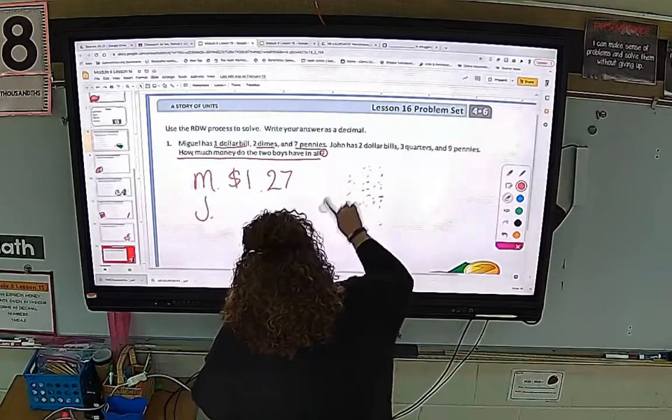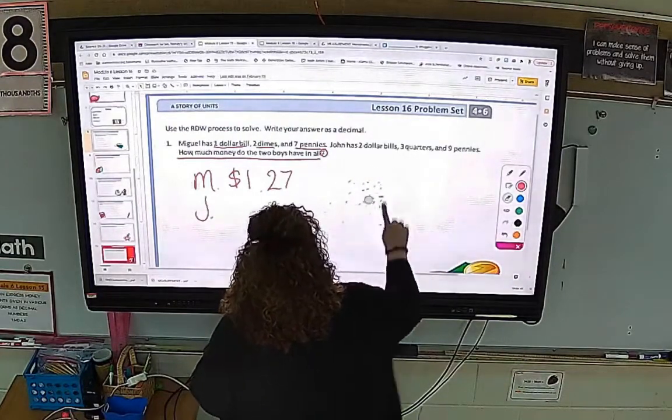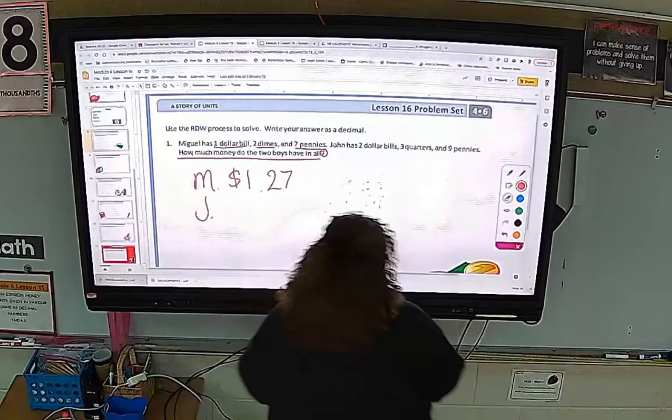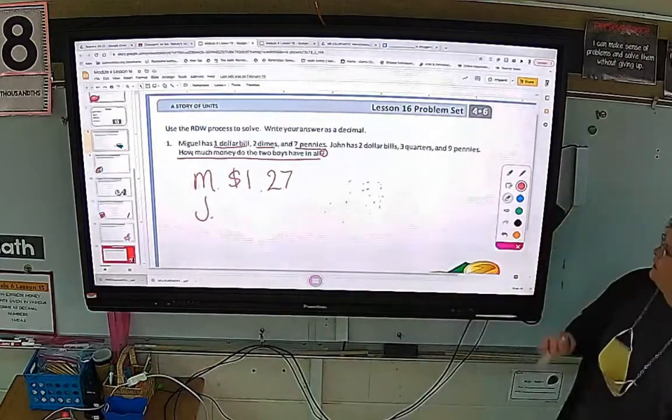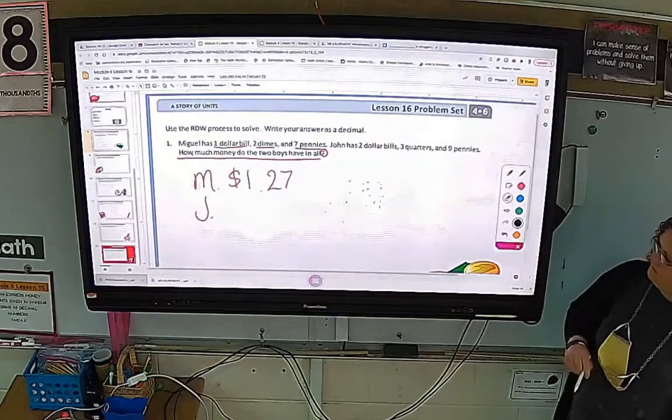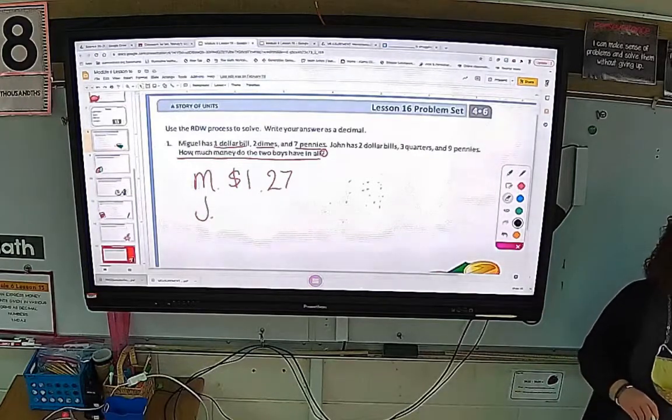I'm erasing just that math problem. I'm not erasing my whole board. It's a mess right there. Okay.